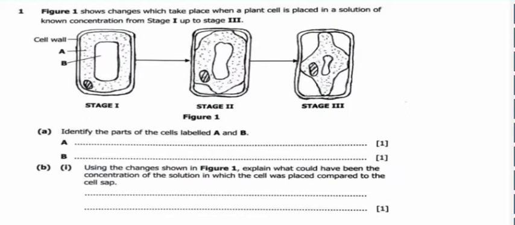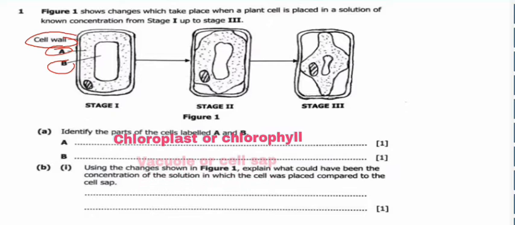Then apart from that, we also have structures like the cell wall, structure A and structure B. We have question 1, or question A: identify the parts of the cells labeled A and B. The part labeled A is called the chloroplast or the chlorophyll. And as for structure B, it is called the vacuole or the cell sap.